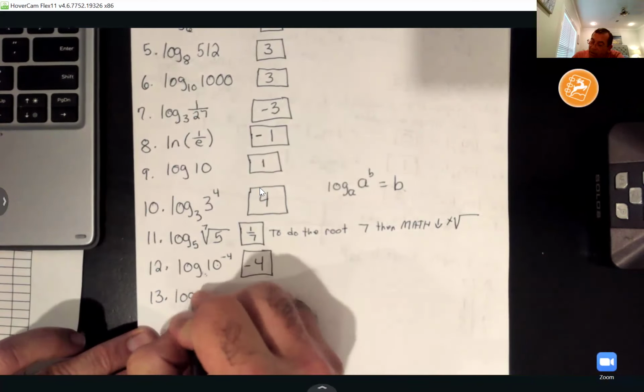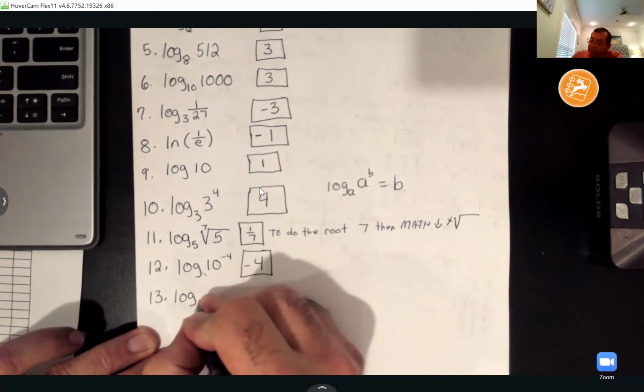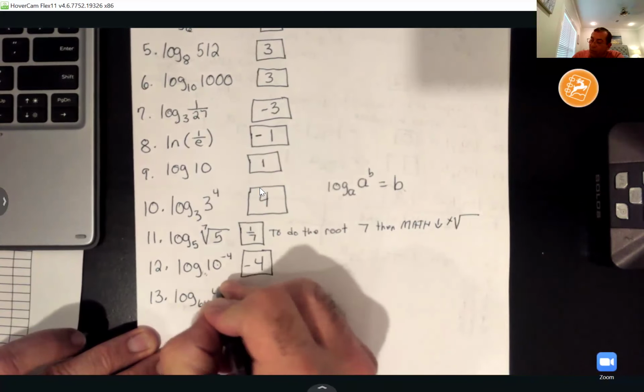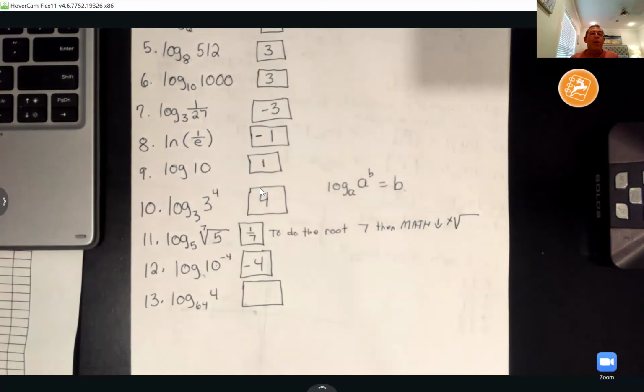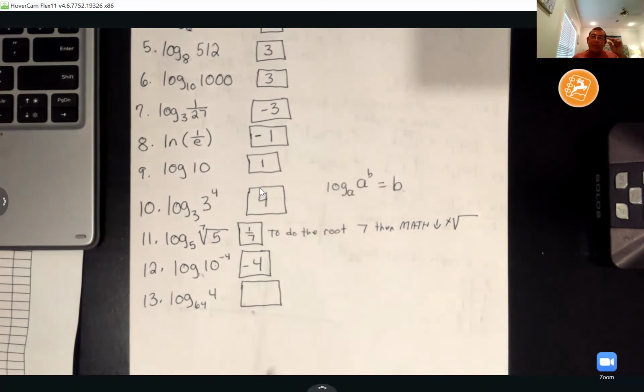A log of 64 to the 4th. And remember, y'all, I don't want a decimal answer on that, so punch that in and see what you got. In that one, I'd probably go to math and use that log base, okay?